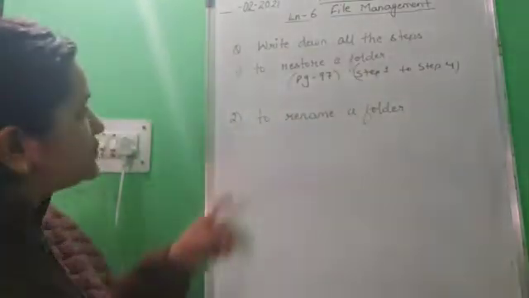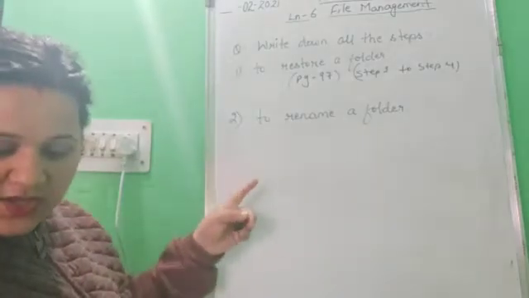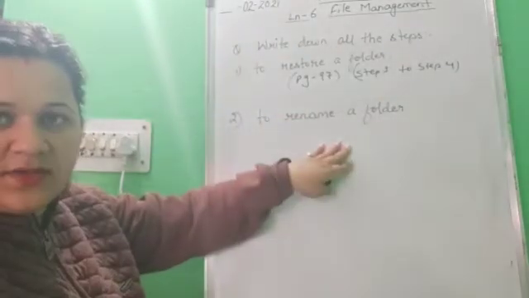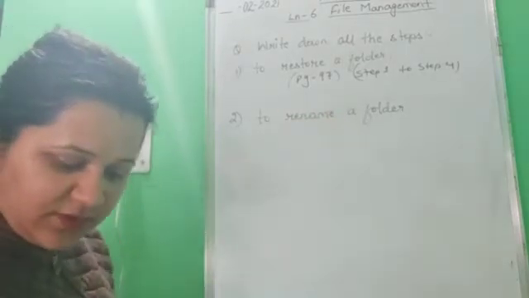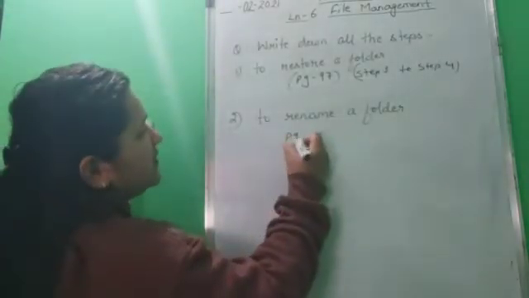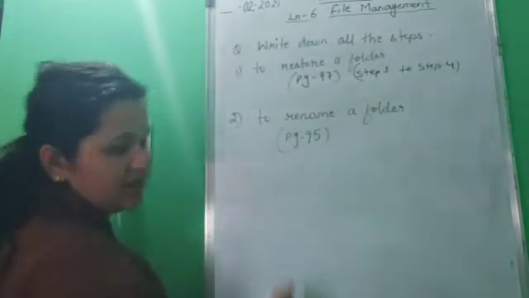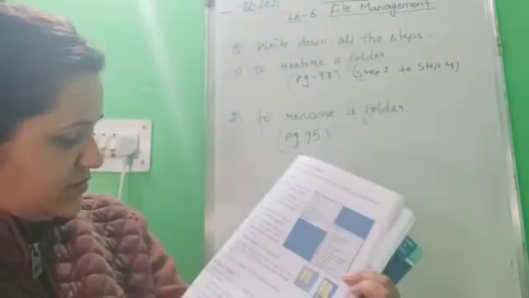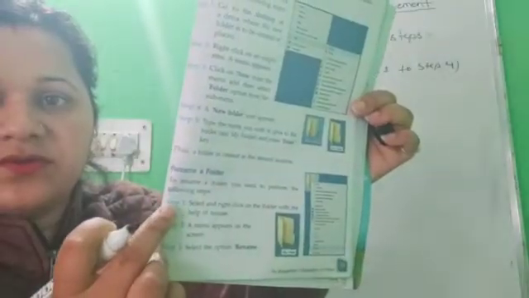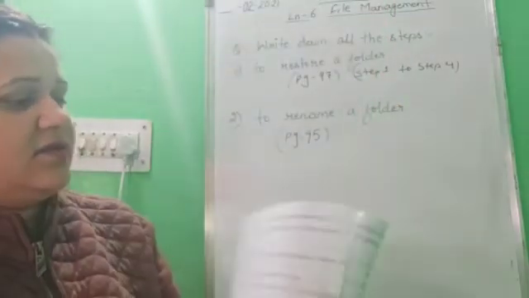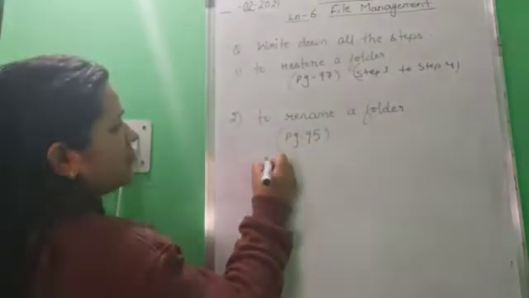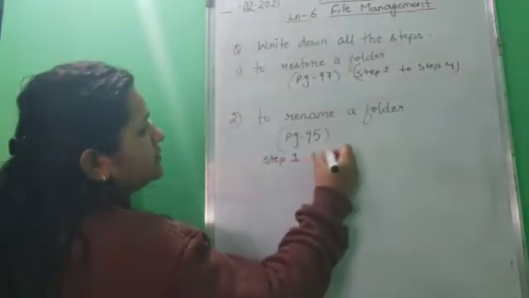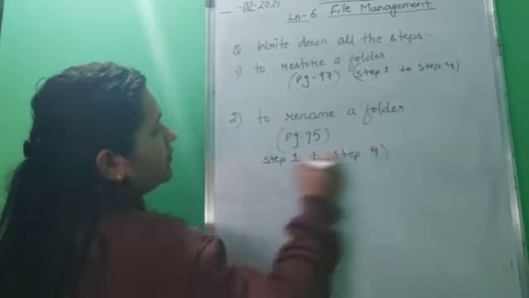Okay. Now next is to rename a folder. Rename means if you have typed a name but you want to change it, then what is the process of changing it? You can write down the steps from page number 95. Here it is given on page number 95 that these are the steps to rename a folder. So now you can write down the steps from here also. Step 1, step 2, step 3 and here is the last step 4. Only these steps you have to write down, nothing else. Also start writing from step 1 to step 4.